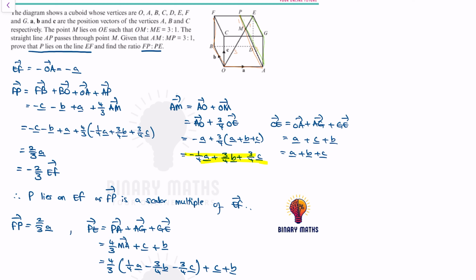So if I simplify this, I get a third A. I get minus B plus B and minus C plus C. So I just get a third A. So that means FP to PE is the same thing as 2/3 A to 1/3 A. So if I simplify that, it's the same thing as 2 to 1, which is what I wanted. I'm just going to rewrite that as minus 1/4 A plus 3/4 B plus 3/4 C.